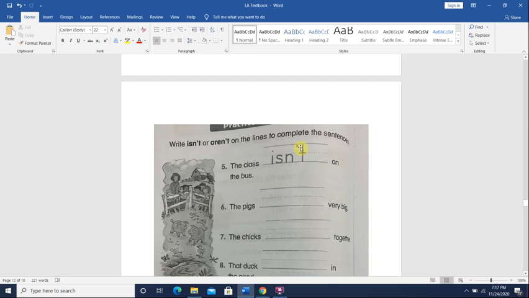Remember, the apostrophe, you have to put it up, above. If you put it at the bottom, then it's going to be a comma. Okay? There's a difference between an apostrophe and a comma.